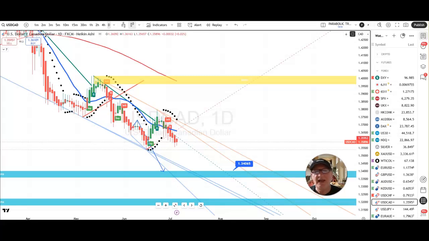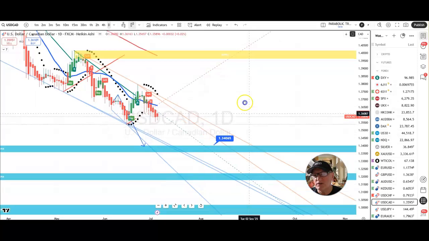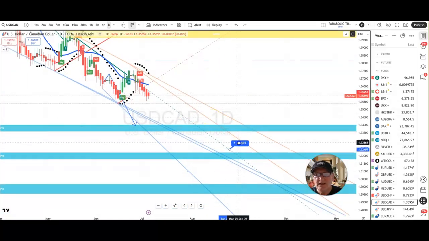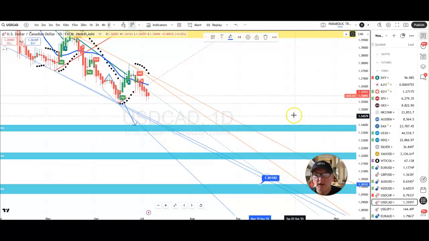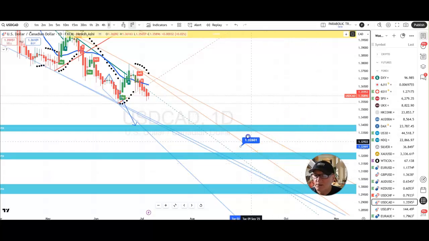US Canadian has broken the trend line and is heading for 134.06. Trade at your own risk. Stop 137.35. Let it go. It could go down further with a weaker dollar, down to 132 or even down to 130. So it could be a very, very profitable week.